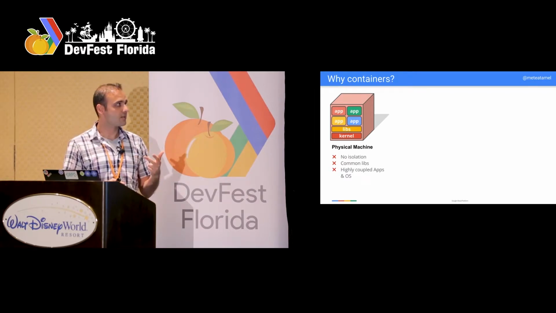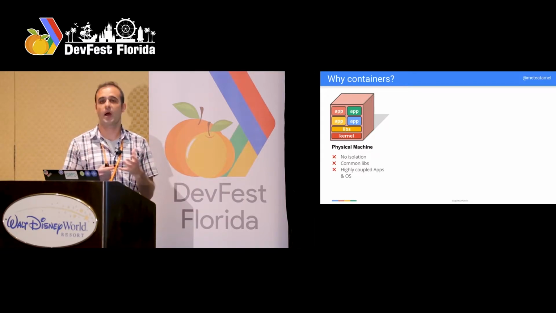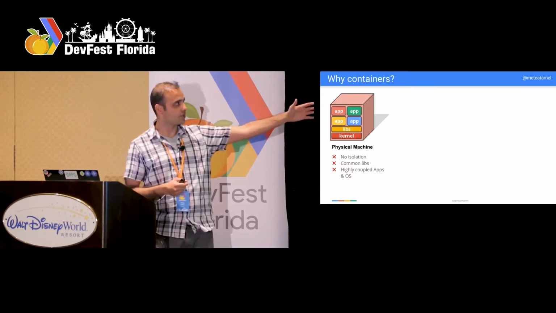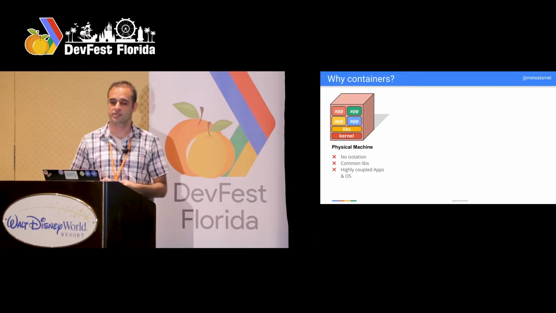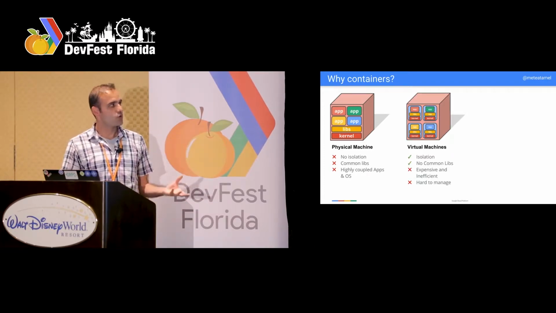But it wasn't resilient enough because there was no isolation between your applications at all. So anytime you change something about the machine or the kernel or the libraries, you could potentially break any of these applications. Then came along virtual machines.